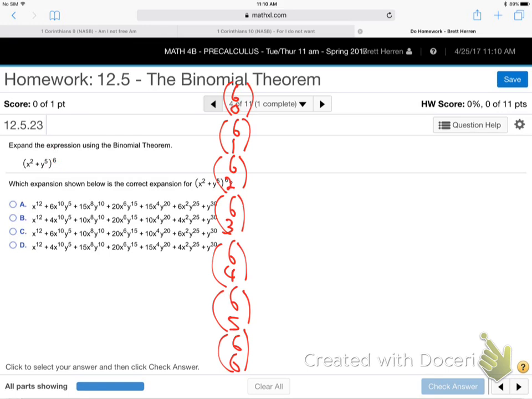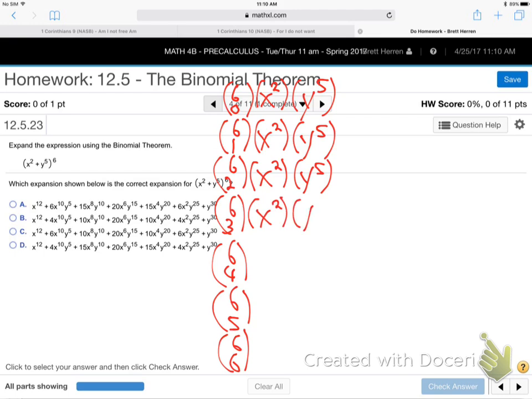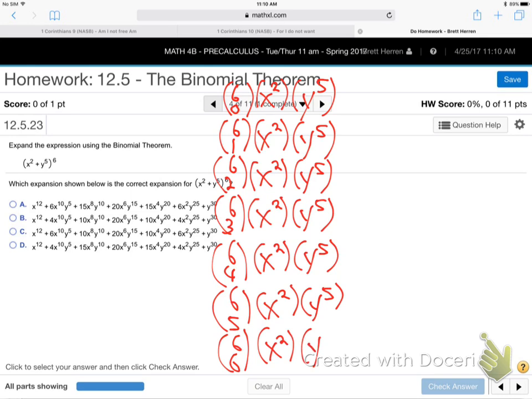Is that good? And then we put the x squared and the y to the 5th. X squared y to the 5th. All the way down the line. And then we just have to put the right powers on those.